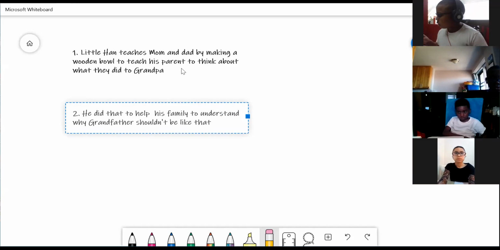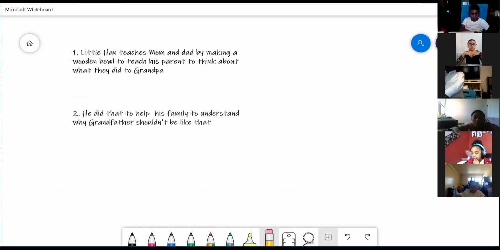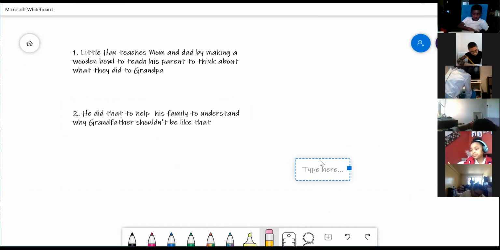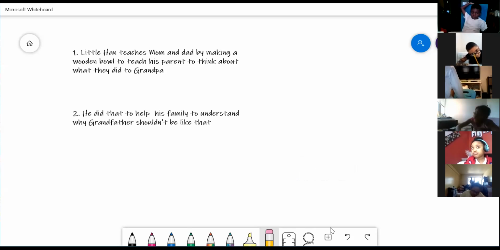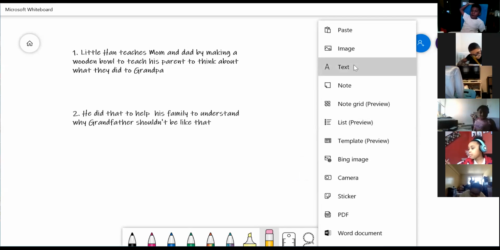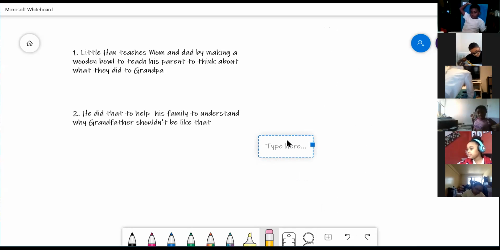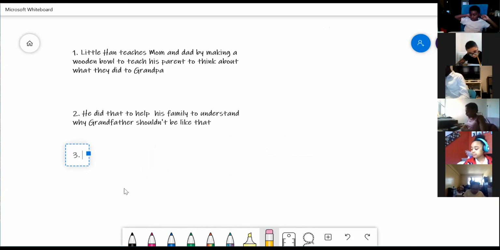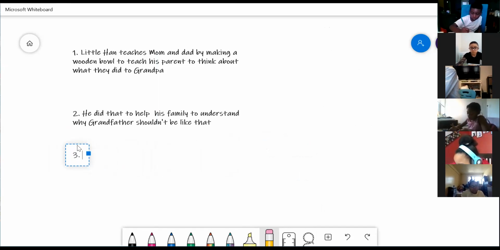Okay, let's go on and do our claim for our last body paragraph. Our last body paragraph is, describe the effect his actions have on his mother, father, and grandfather. Go ahead, 2 minutes, jot down your claim. If you have the text, underline your two pieces of evidence. If you don't, paraphrase your evidence down below. Describe the effect his actions have on his father, mother, and grandfather.